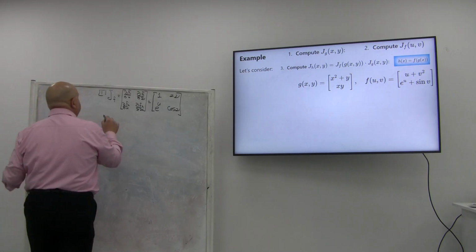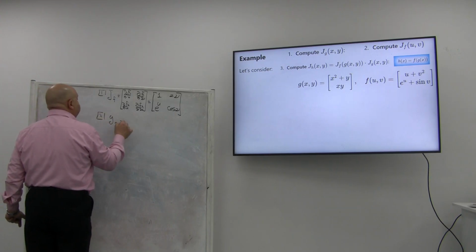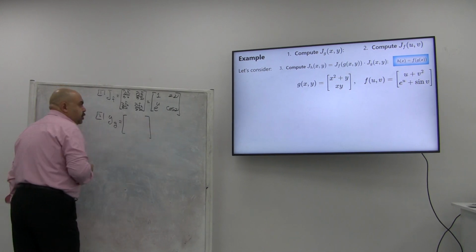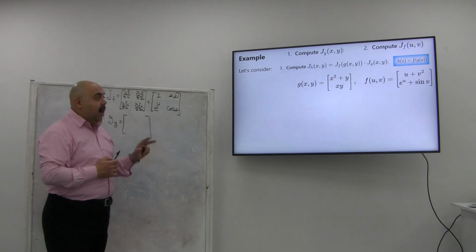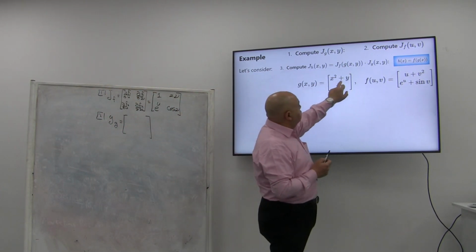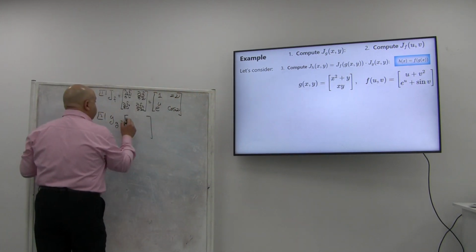Now I will get the Jacobian of G. That's the Jacobian of G. Once more, I will go to the G function, which is X squared plus Y, XY. I will start differentiating the first function, which is X squared plus Y, with respect to X. So it's gonna come up to 2X.